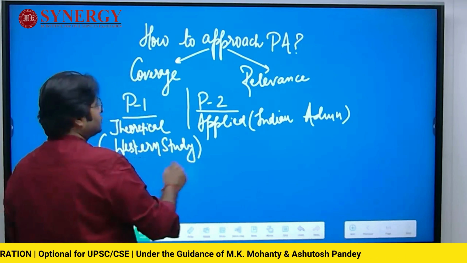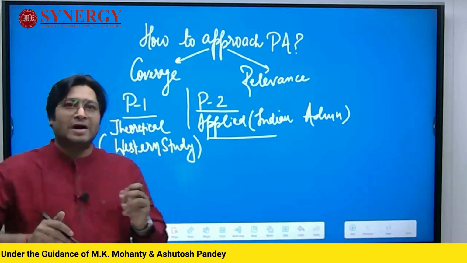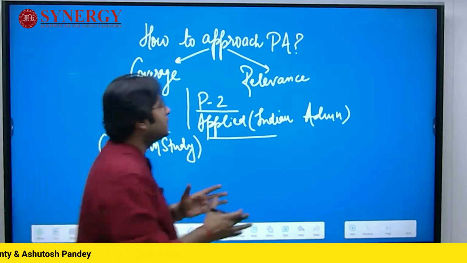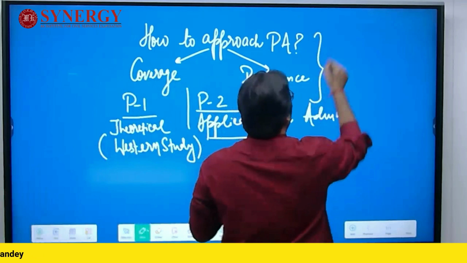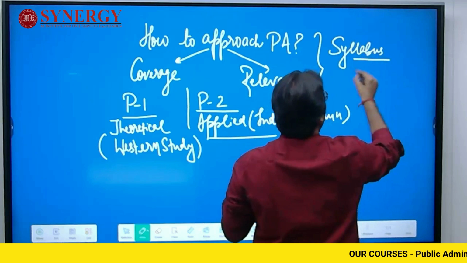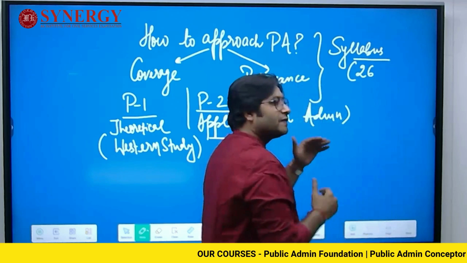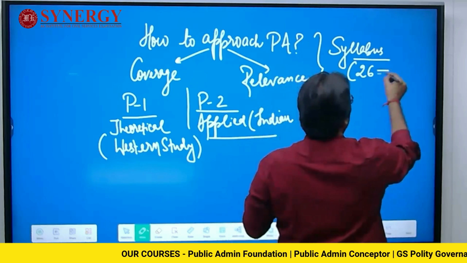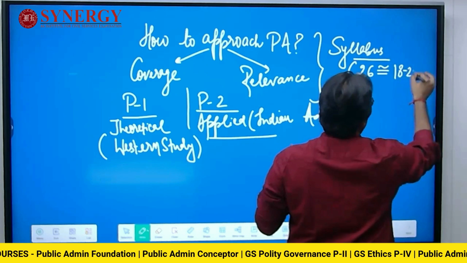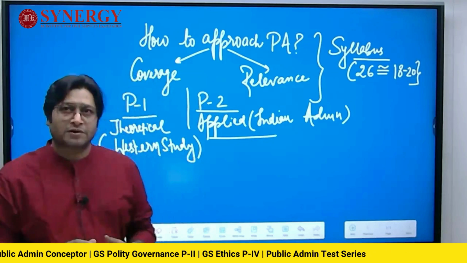So you have now these two. So obviously, how do you start studying? I will just try to answer the fundamental question here: how to start study. The first thing is to understand your syllabus. Like I said, you have two papers and you have around, let us say, 26 breakups given by the UPSC, which can be reduced to somewhere 18 to 20, because a lot of overlapping is there between various topics, right?